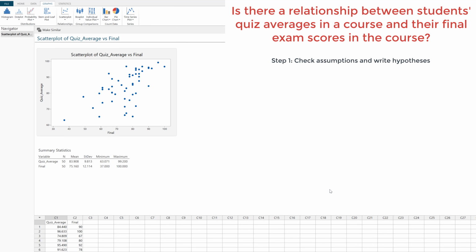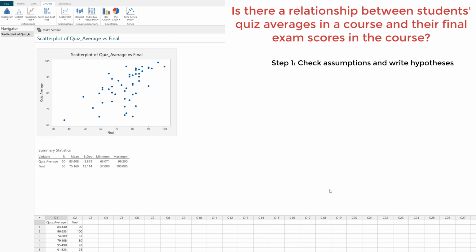All we're looking for here is that there's a linear relationship between the two variables, or at least not a non-linear relationship. Here, the trend between final exam scores and quiz averages is linear in nature, so this assumption has been met. Now we can write our hypotheses.